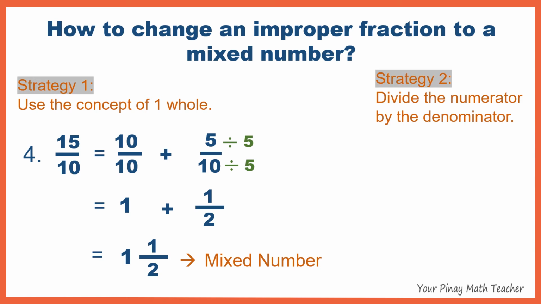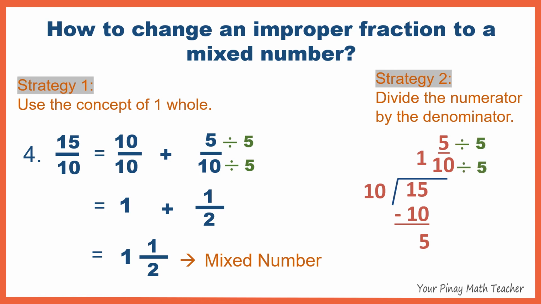Strategy 2, which is shorter, is simply dividing 15 by 10, we get 1 whole. And taking 10 from 15, we get 5. So the answer is again 1 and 5 over 10. Since 5/10 can still be reduced, you have to divide both by 5. And then you will still get 1 and 1/2.